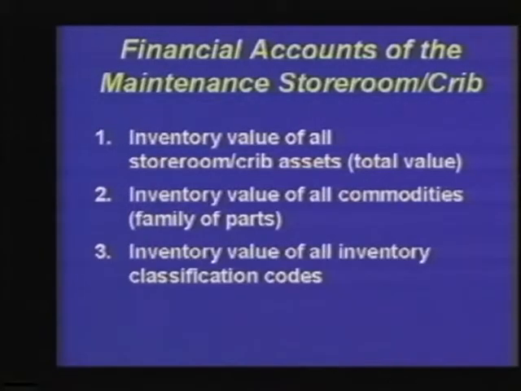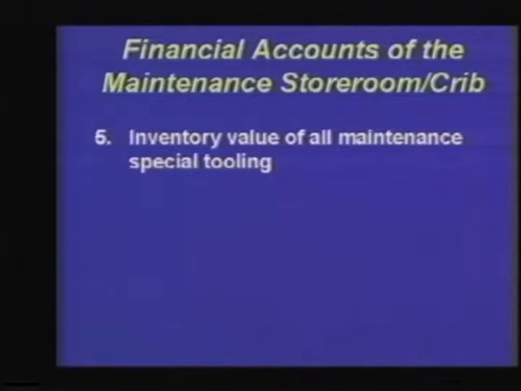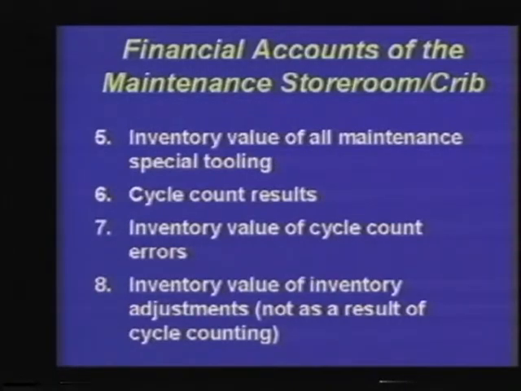Item 3, the inventory value of all classifications. 4, the inventory value of all special equipment. And 5, special tooling. 6 is the results of cycle counting. 7 is the inventory value of cycle counting errors. That could be done by, let's say, month and summarized by year to date and actually come out with an annual report. Number 8, the inventory value of inventory adjustments not as a result of cycle counting.